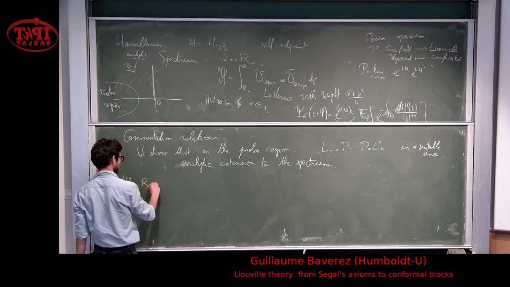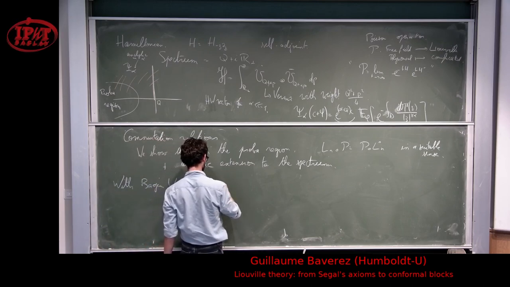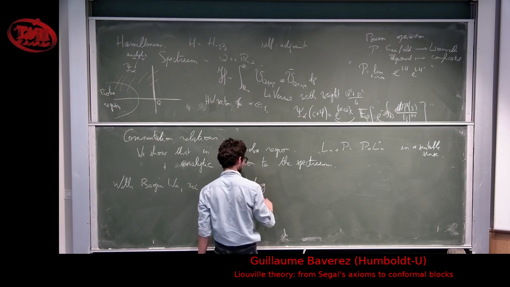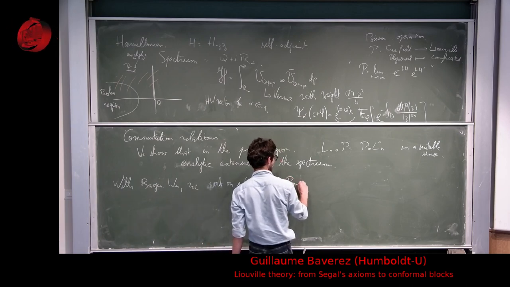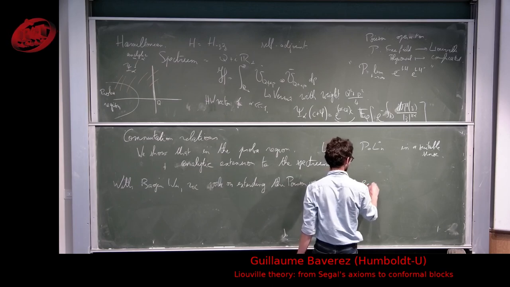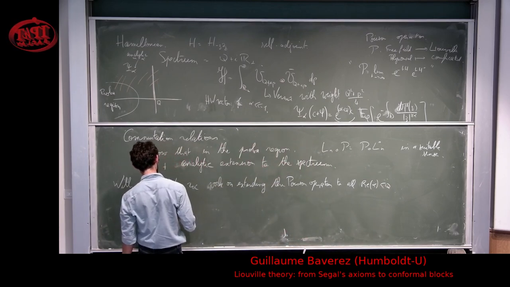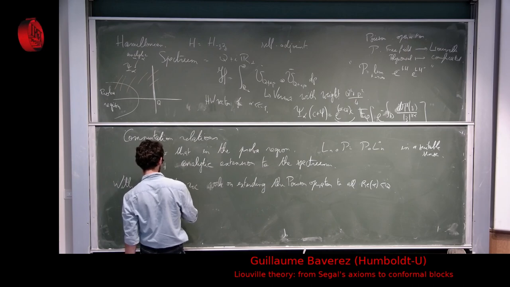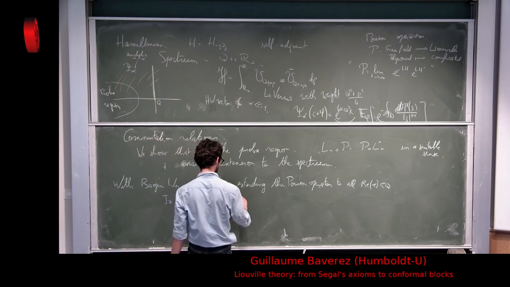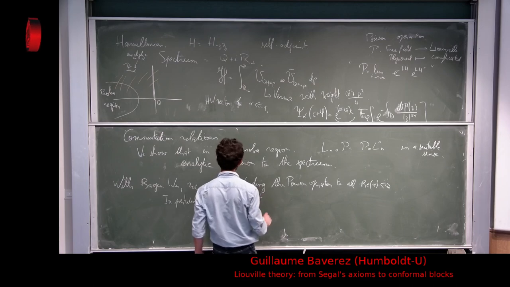But with Baojun Wu, who is a student of Rémi Rhodes, we are working on extending the domain of validity of the Poisson operator to all alpha. And one thing that comes out of this is that we can actually construct the degenerate modules.